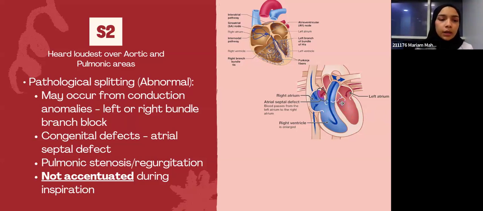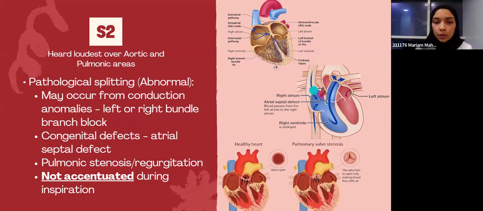Okay. And then another cause is pulmonic stenosis. It's the same mechanism. Because it's harder for the right ventricle to push against the valve, it will take a longer time to empty. So you will find a split between the aortic and the pulmonic, okay? And an important thing to know is that the pathological splitting is not affected by deep inspiration.